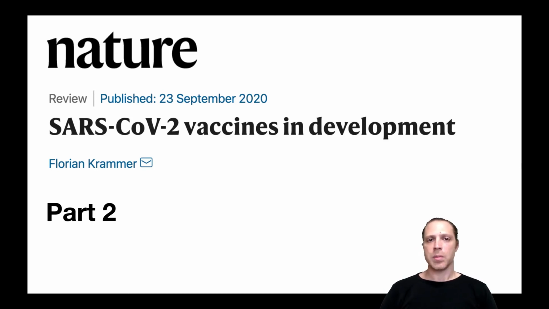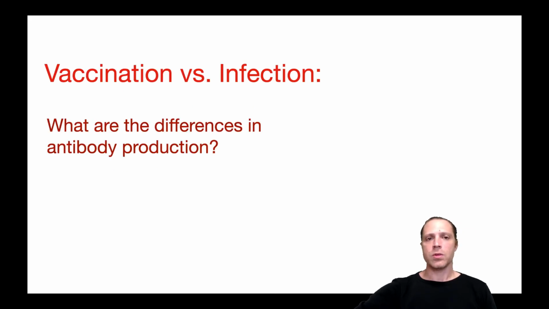Today I want to speak about the second part of the paper recently published on SARS-CoV-2 vaccines in development by Florian Kramer, published in Nature in September 2020. Today I want to focus on the differences between vaccinations and infections with respect to the kind of immune response that is being generated.